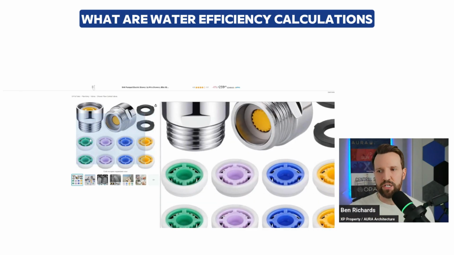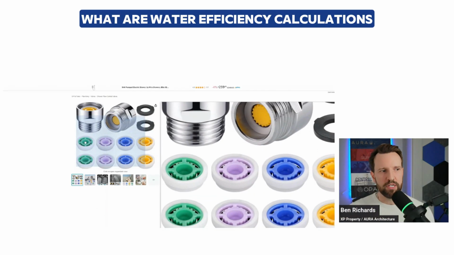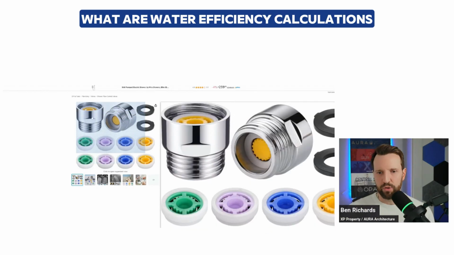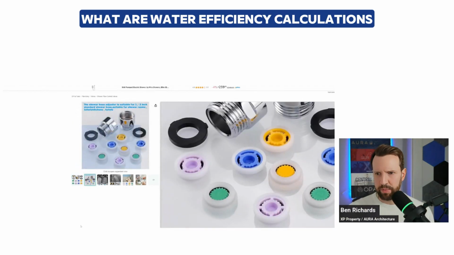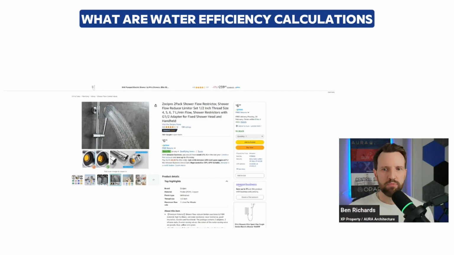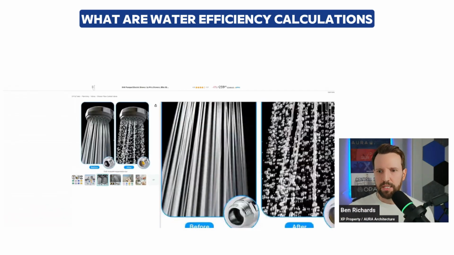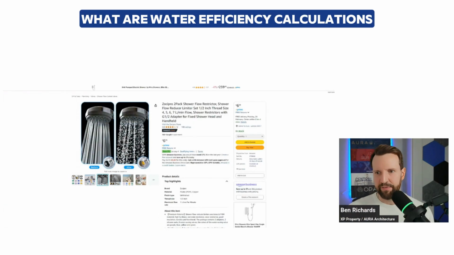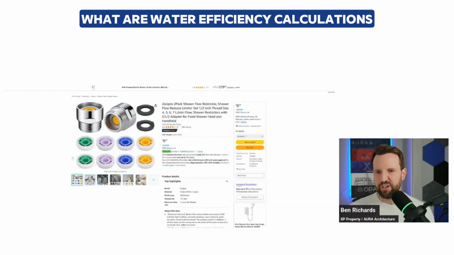But these are flow restrictors. So you put this flow restrictor inside the little nozzle of your shower, and each of these different colours will be a different literage. So it will reduce from 27 litres per minute, for example, down to 4 litres per minute, 7 litres per minute, 9 litres per minute. Typically for a shower, if you get it down to 9 litres per minute, that's a pretty good place to be.